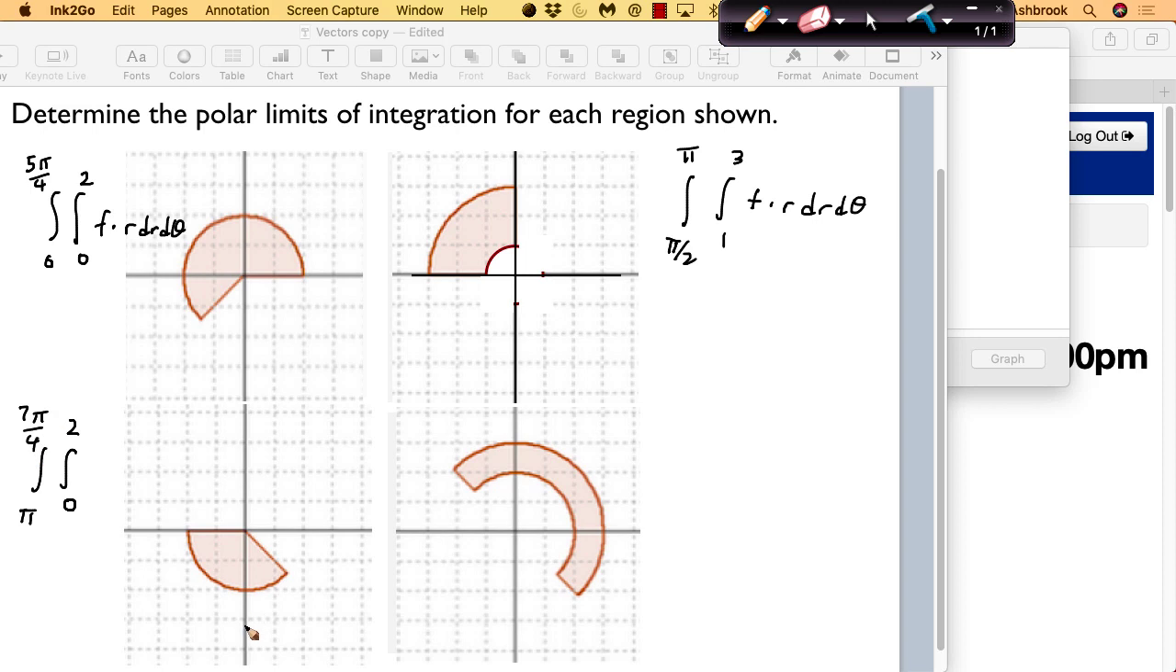Agree? Jacob, did you get the last one? Yeah. The inner I got from 2 to 3. From 2 to 3, good. And then the outer I got from negative pi over 4 to 3 pi over 4. Is this making sense to everybody?